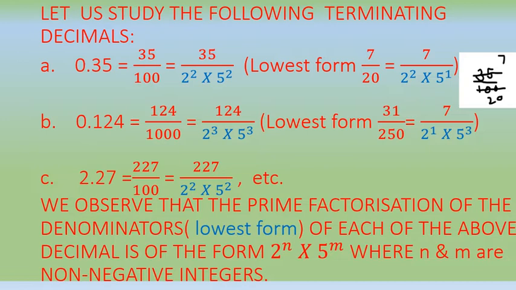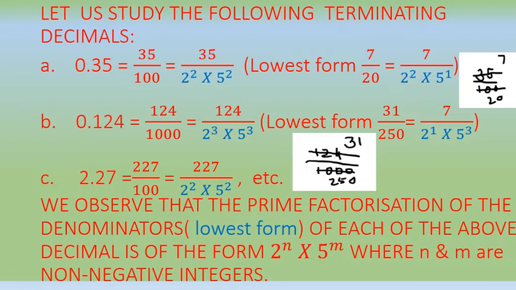B, this is the second terminating decimal, 0.124. The p by q form or the fraction form is 124 divided by 1000. Again, if I write the denominator in the prime factorization, I get 2 cube multiplied by 5 cube. If we change this to the lowest form, the answer is 31 by 250. Further factorizing the denominator, we get 2 multiplied by 5 cube. Similarly, for C also, we can see it in the same way.